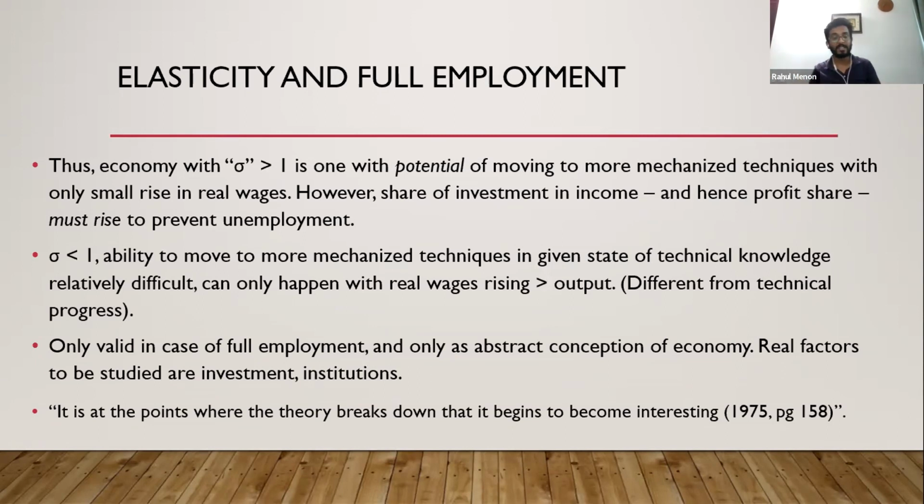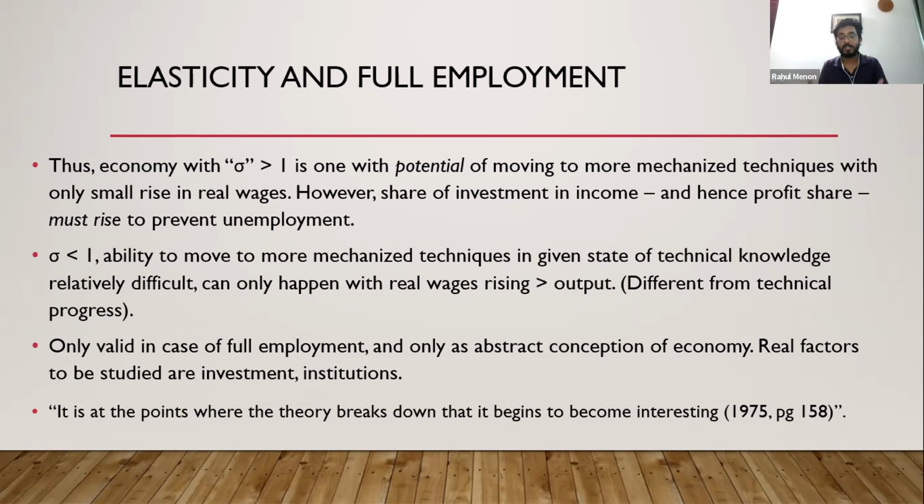If sigma is less than one, the ability to move to more mechanized techniques is very difficult, and it can only happen with wages rising in a greater proportion than output. The share of investment in income has to fall to maintain full employment. If there's too much investment, you can have overheating and you're not at full employment. And basically, this is valid only in the case of full employment. So it's an abstract conception of the economy.